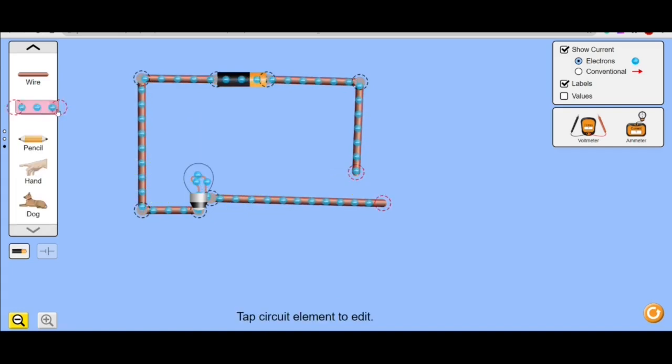Now let's add this eraser to the circuit and check whether current is flowing or not. You can see that the eraser is made up of rubber and current is not flowing, because the eraser is an insulator. Now add a hand to this circuit. Let's see what happens. Current is not flowing again.